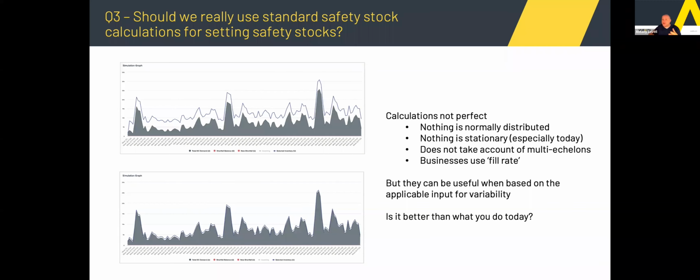Where we actually look at the standard safety stock formula, I think one of the key questions is: is it better than what we do today? If we take a single echelon network and compare a broad 3-week supply or 2-week supply inventory policy approach to the standard safety stock formula, the standard safety stock formula massively outperforms. However, we know there are some weaknesses with the standard safety stock formula. So there are some caveats to that.